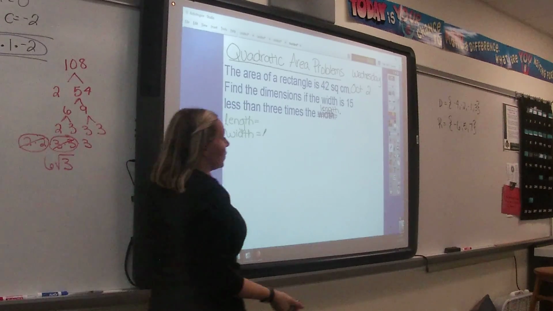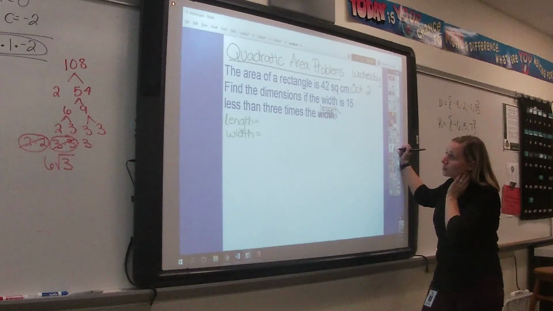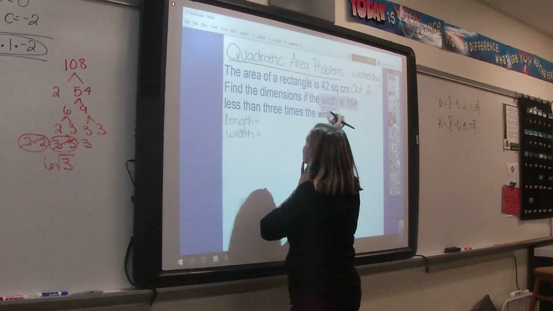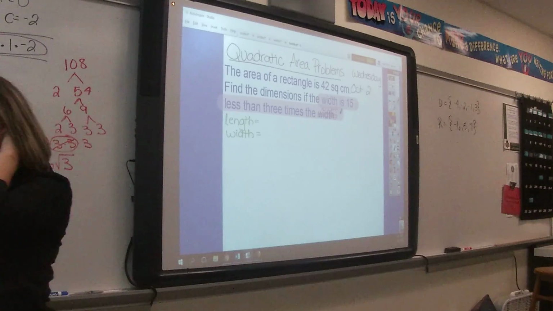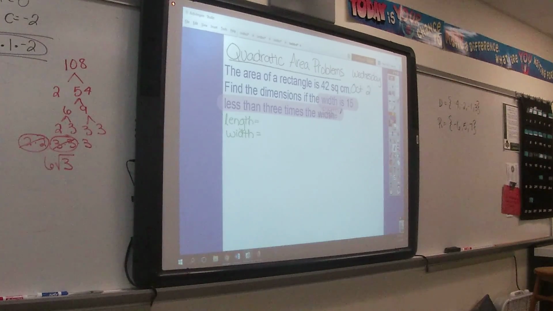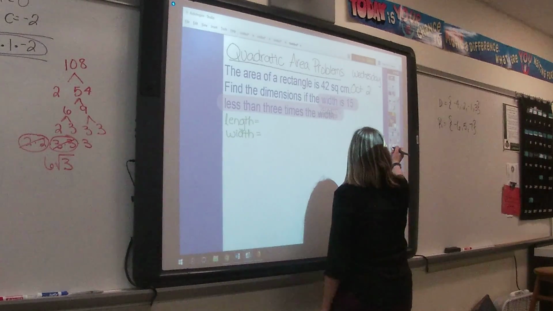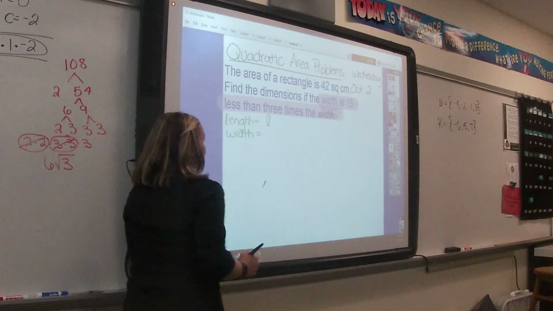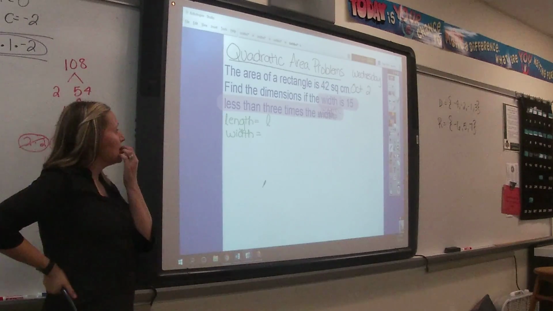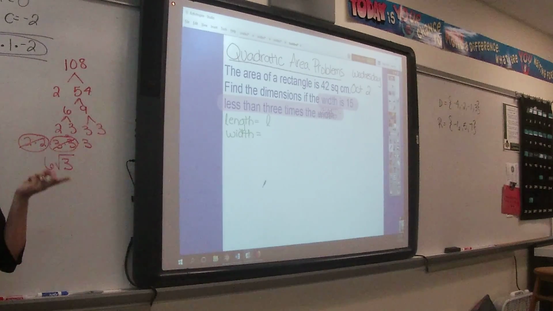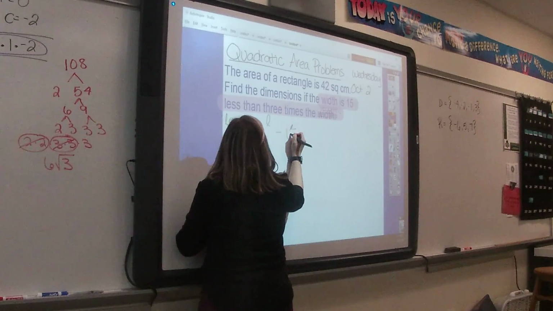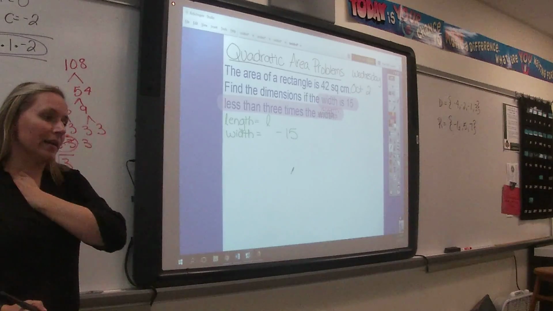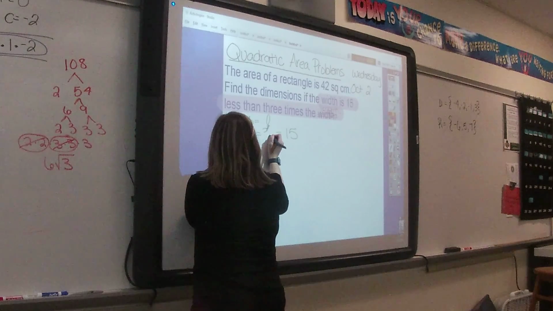Okay, but just like we were reviewing, what do we read second, length or width? Length. So what are we going to define length to be? L. The width is 15 less than, so how are you going to do 15 less than? Subtract 15. Okay, minus 15. 3 times the length, so 3L. 3L times L.